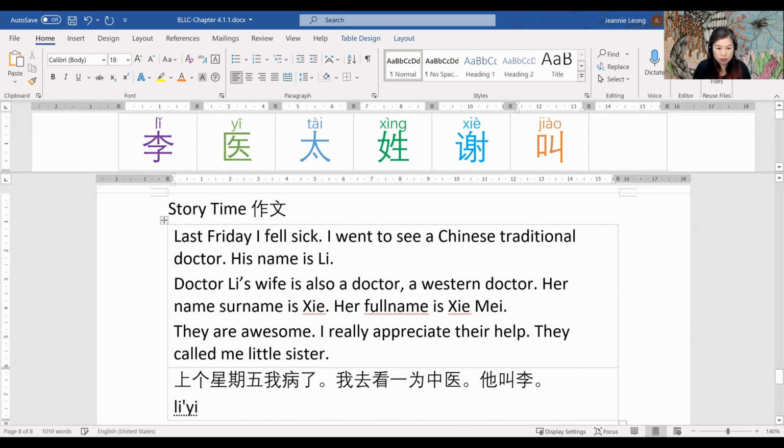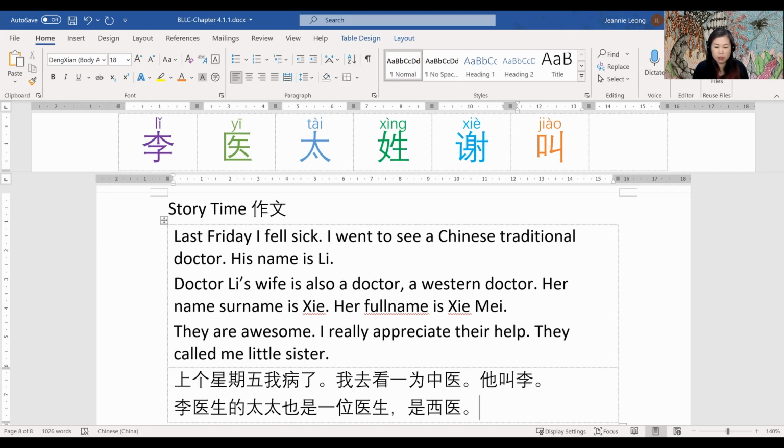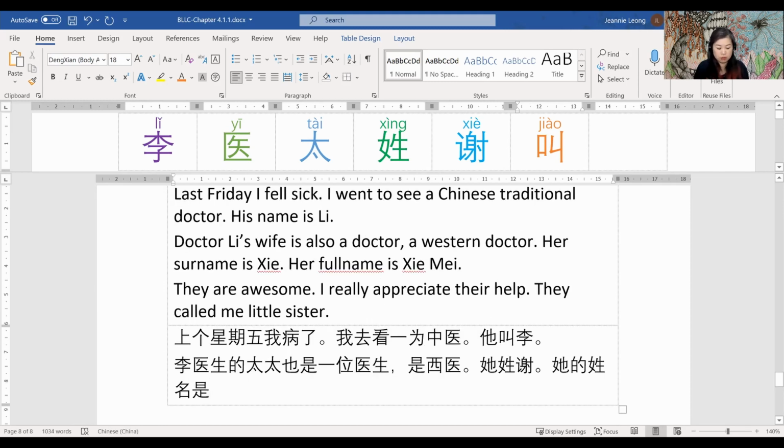李医生的太太也是一位医生. I don't know if that's the correct sentence structure in Chinese. I think it conveys the meaning. Her surname is Xie. 她的姓名是谢. Oh, 姓名 is full name. So 她姓谢. Her surname is Xie. Her full name is 谢梅. 她的姓名是谢梅. I'm just going to randomly pick a Mei.